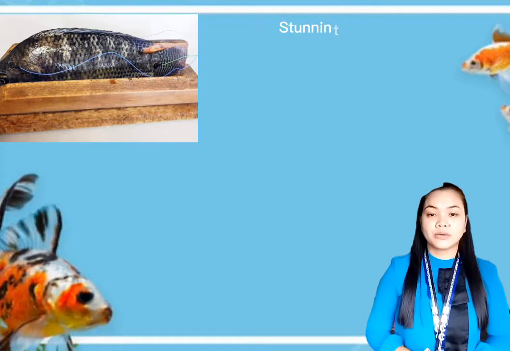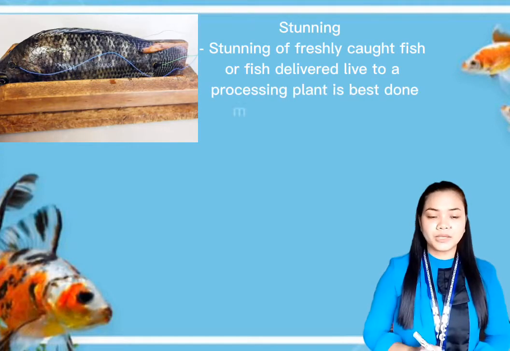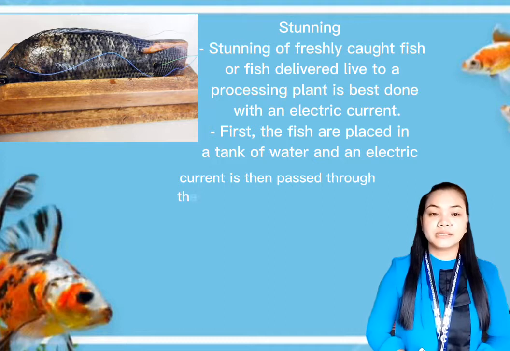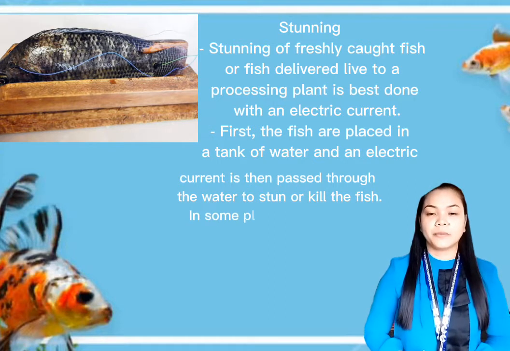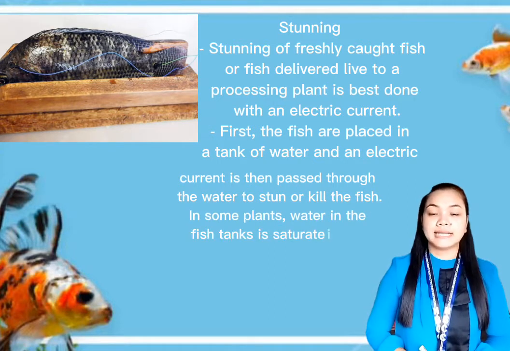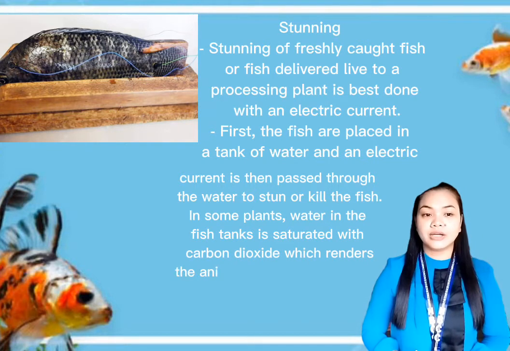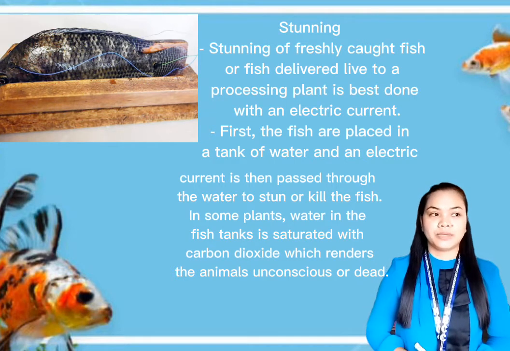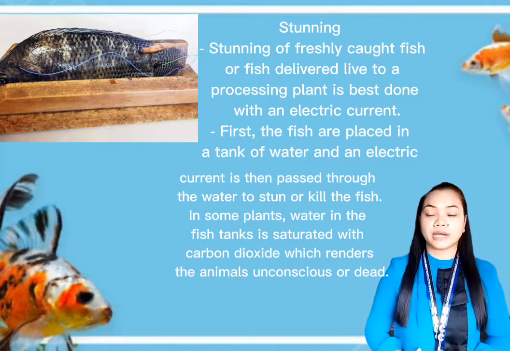The first step is stunning. Stunning of freshly caught fish or fish delivered live to a processing plant is best done with an electric current. First, the fish are placed in a tank of water and an electric current is then passed through the water to stun or kill the fish. In some plants, water in the fish tanks is saturated with carbon dioxide, which renders the animals unconscious or dead.